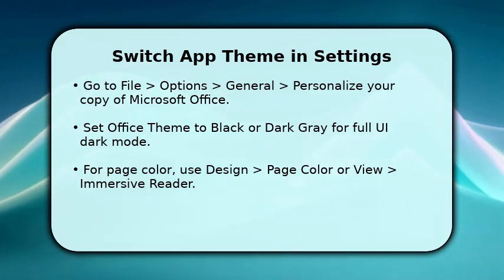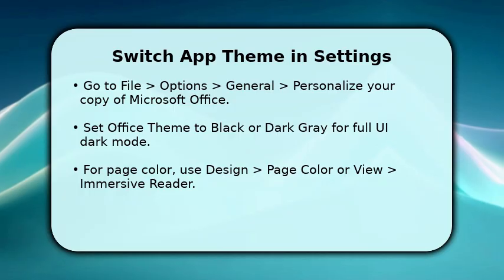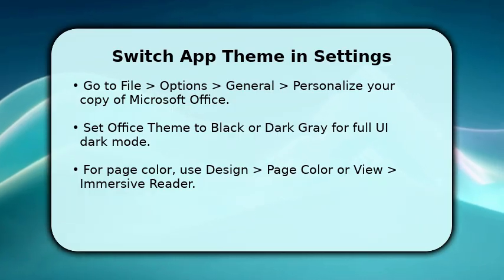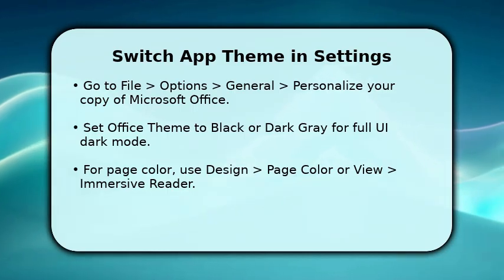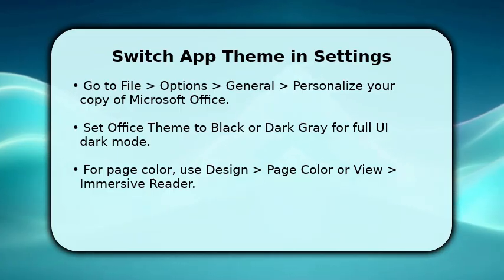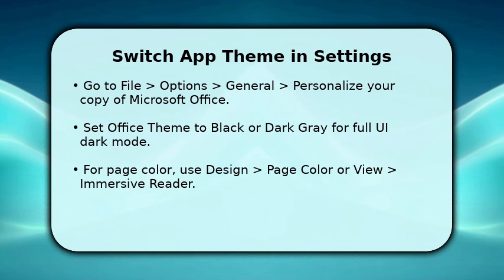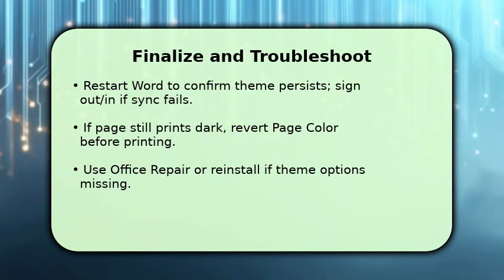If you also want the document page to appear dark, switch to Design, Page Color, or use View, Immersive Reader for page themes. This separates UI theme from page color so you can read with less glare, without altering printing output or document colors. Finish by restarting Word so the theme fully applies and settings sync.